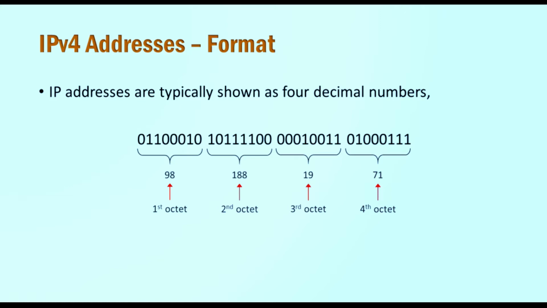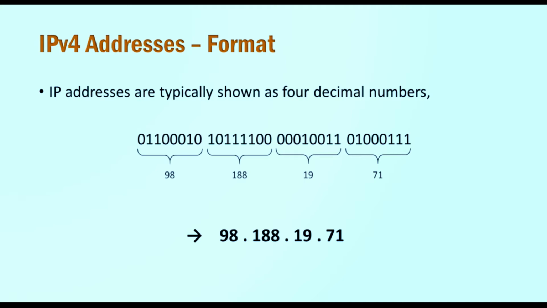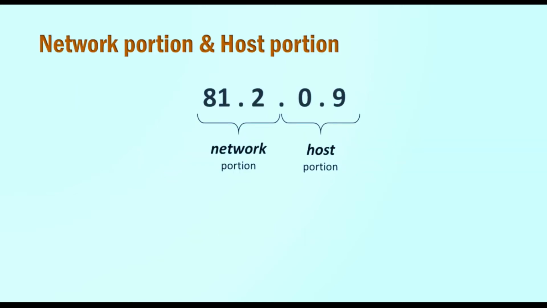But we don't really write an IP address like this. We add dots between the octets, but we do not add a dot at the end of the fourth octet. Here's what this IP address looks like. It's 98.188.19.71.